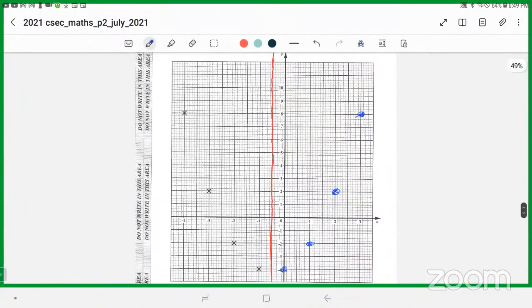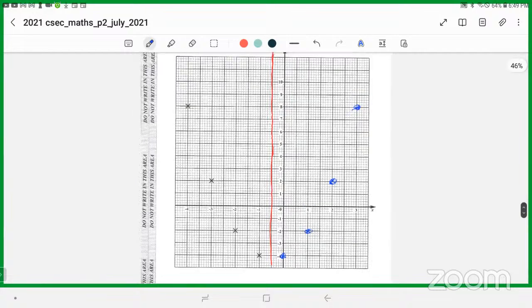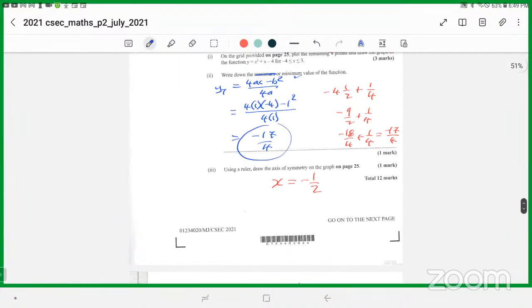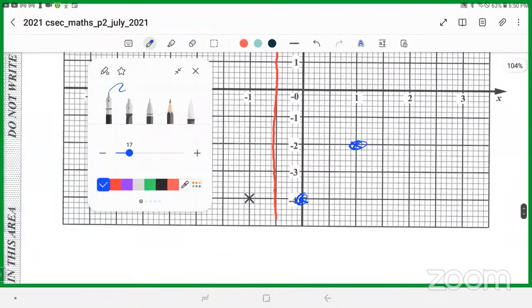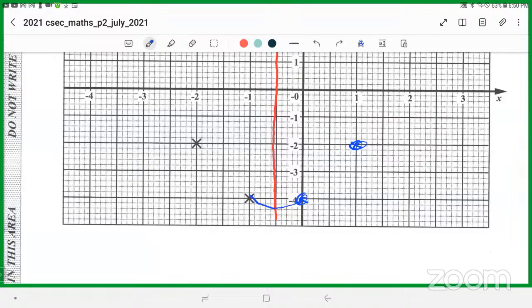Then remember the vertex point is on this line. And it's at negative 17 over 4, which is negative 4 and a quarter. That's where the vertex point is: negative a half, negative 4 and a quarter on the axis of symmetry. So I'm going to put this point on the graph as well, negative 4 and a quarter down here. So you can't draw the graph and just come straight across here. You have to recognize that it comes down to a turning point, negative 4 and a quarter.